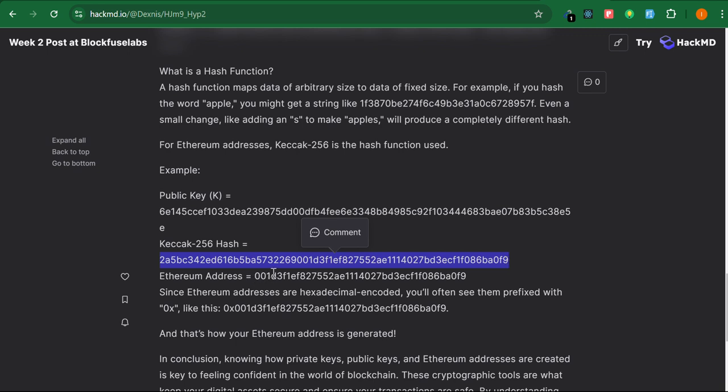But then it's not done. The last thing we have to do is prefix the last 20 bytes of the hash with 0x, which then makes up our Ethereum address.